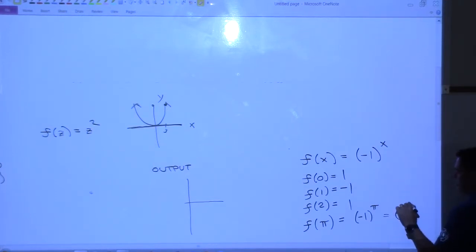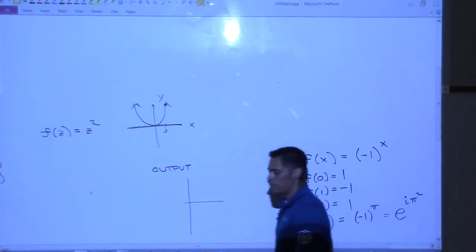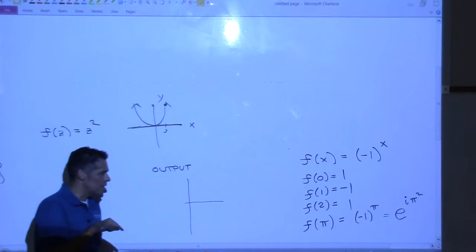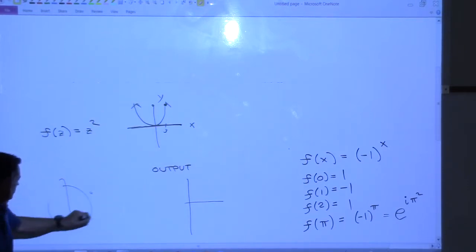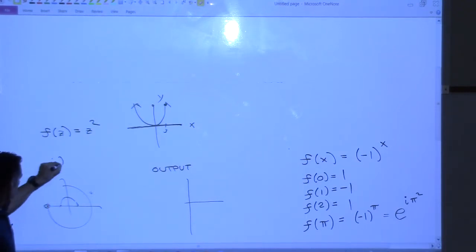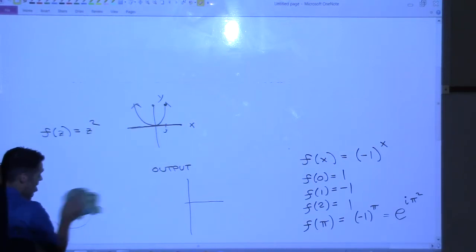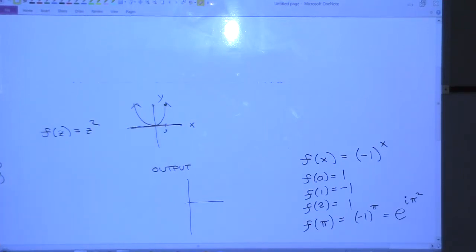E to the i pi squared, should be. That's what it is. So if you have the i button on your calculator, some of you do, some of you don't. I believe, let me just rethink that, hold on. Negative one, pi, e to the i theta, yeah. Pi, and then we're raising, yeah, that's right, okay. I haven't had to think about that in a while, okay?